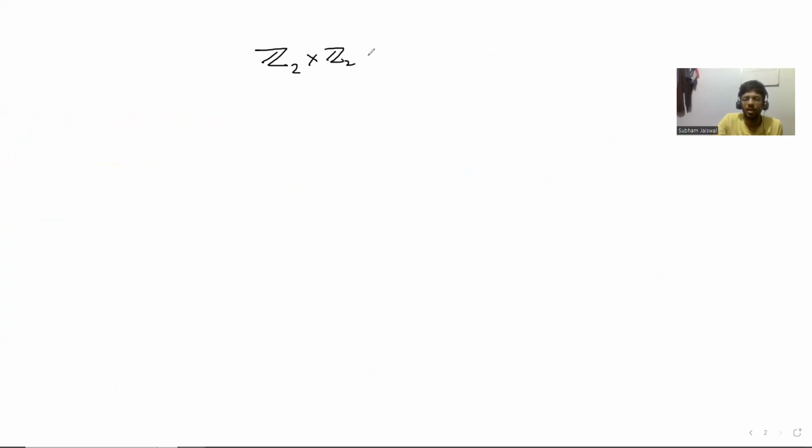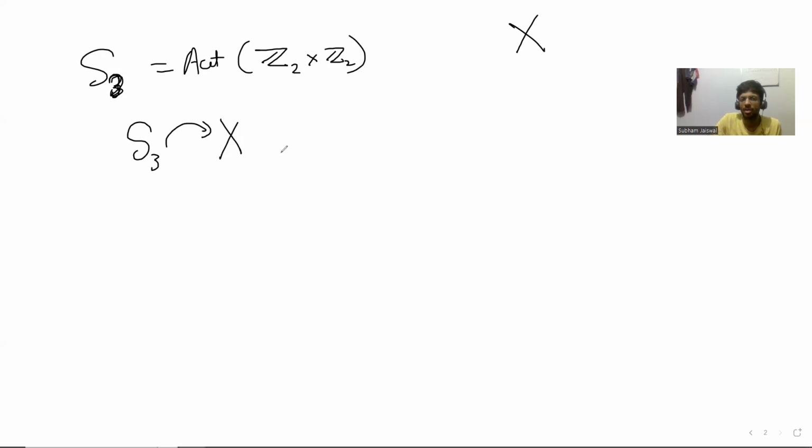So you are looking at automorphisms of this, right? Automorphisms of this. And you want to show that this is S3. So what you can do is find an object X on which you will make this S3 act. In this case, what should that object be? That is the question, right?